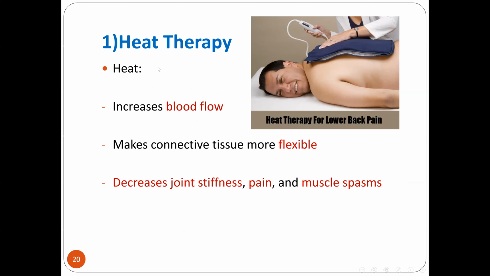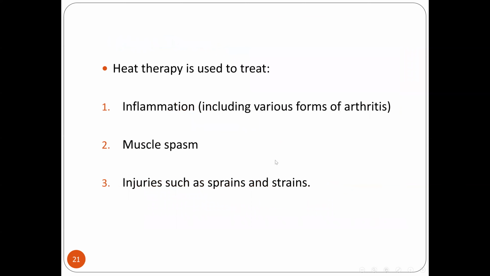The first physical agent is heat therapy. What is the mechanism of heat therapy? The mechanism of heat therapy is to increase blood flow. This will make muscle and connective tissue more flexible and subsequently decrease joint pain, stiffness, and muscle spasm.